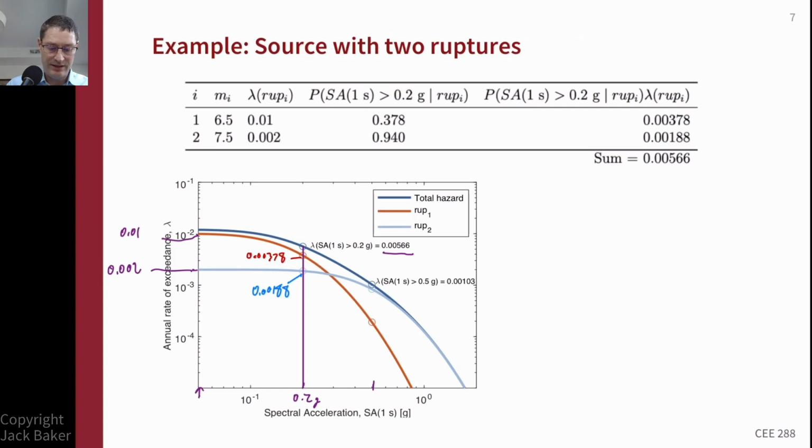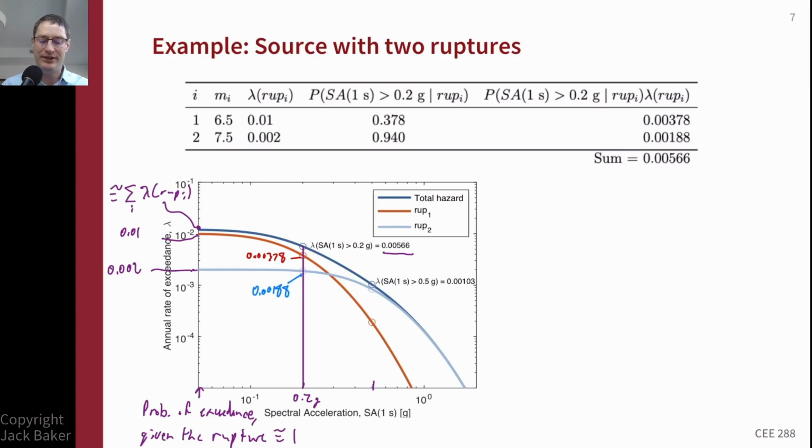So we can see down here, maybe I'll add a little label, that the probability of exceedance given the rupture is about equal to 1. Right? And when I add up all those results for this total hazard case, that number there is generally about equal to the sum of the rates of all the ruptures. So sometimes that can be a useful check of how high is that number over at the far left? Like, how often do I see earthquakes overall at this source or at this site? Okay, so that's one interesting observation we can make starting to look at this plot.